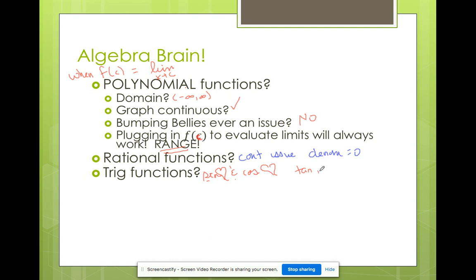I have issues with tangent, cosecant, secant, and cotangent, but only where they're broken. That's why you're supposed to know where these functions are broken. Everywhere else in their domain, I don't have any problems. I can plug and chug. Now, I haven't told you what to do when you have an issue.